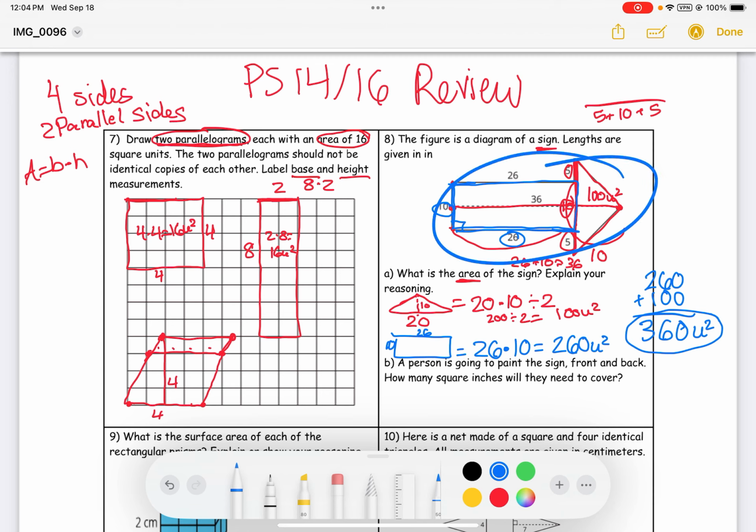Question B, a person is going to paint the sign front and back. How many square inches will they need to cover? So the front, we just found out the area of the front. The front is 360. The back is also going to be 360 because it's the same area. So 360 plus 360, or 360 times 2, would be 720. And I just realized it's in inches. So inches squared.